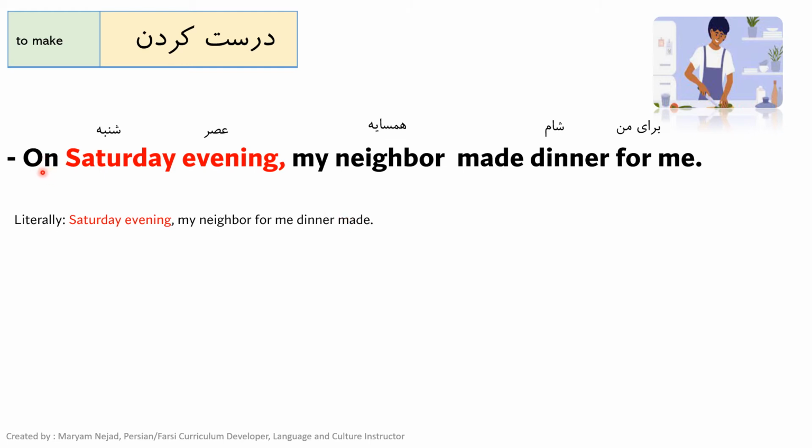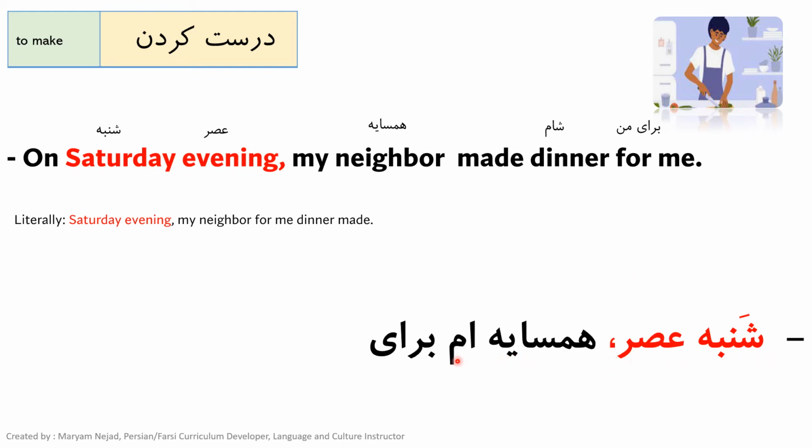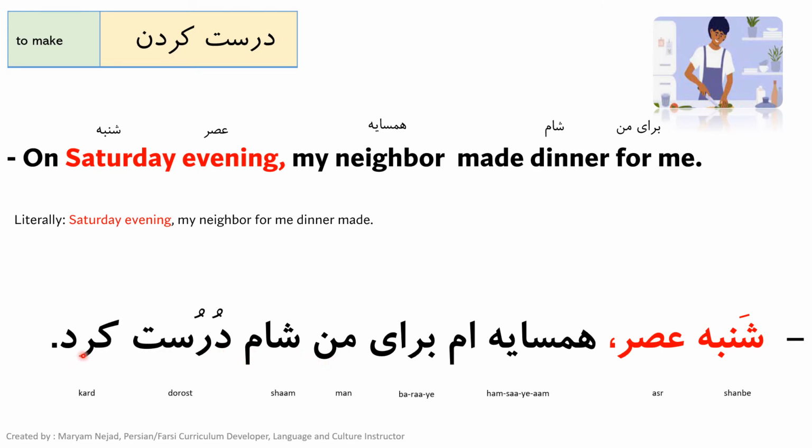So the two things that change here, so we don't need on. And then also the verb comes at the end. شنبه عصر همسایه‌ام برای من شام درست کرد. One more time for pronunciation. شنبه عصر همسایه‌ام برای من شام درست کرد.